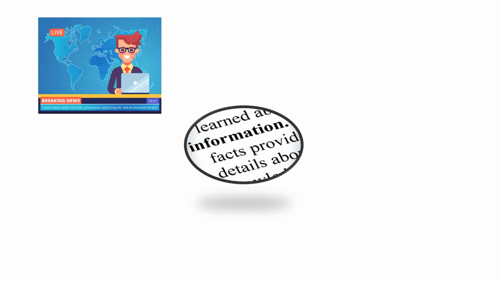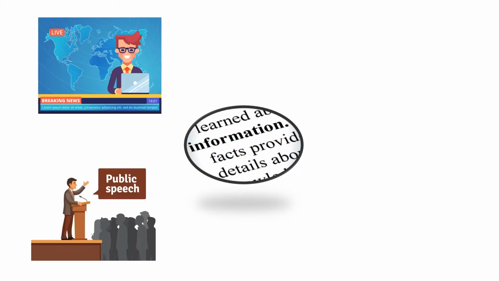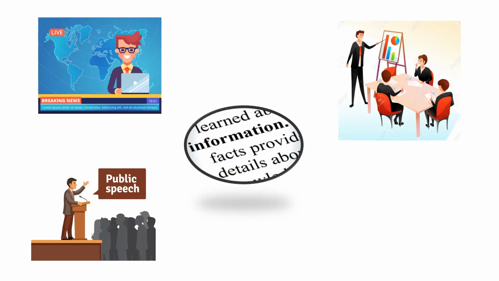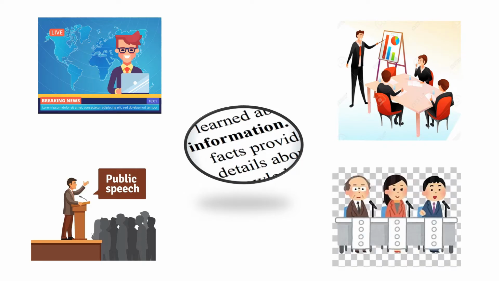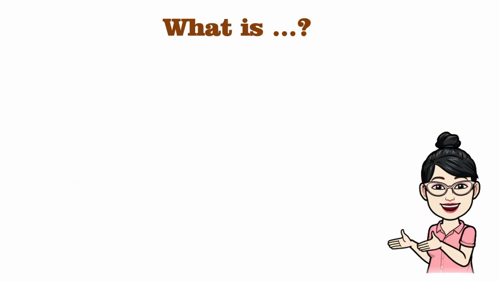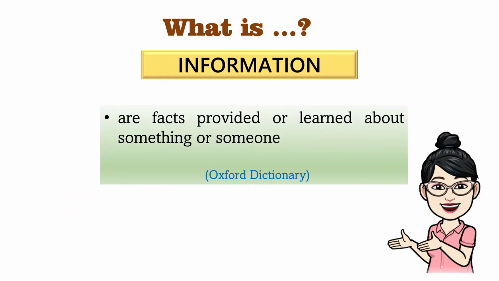Students like you can get relevant information from different sources such as news reports, speeches, informative talks, and panel discussions. The information you've got from different sources can be used in your everyday life. According to Oxford Dictionary, information are facts provided or learned about something or someone.